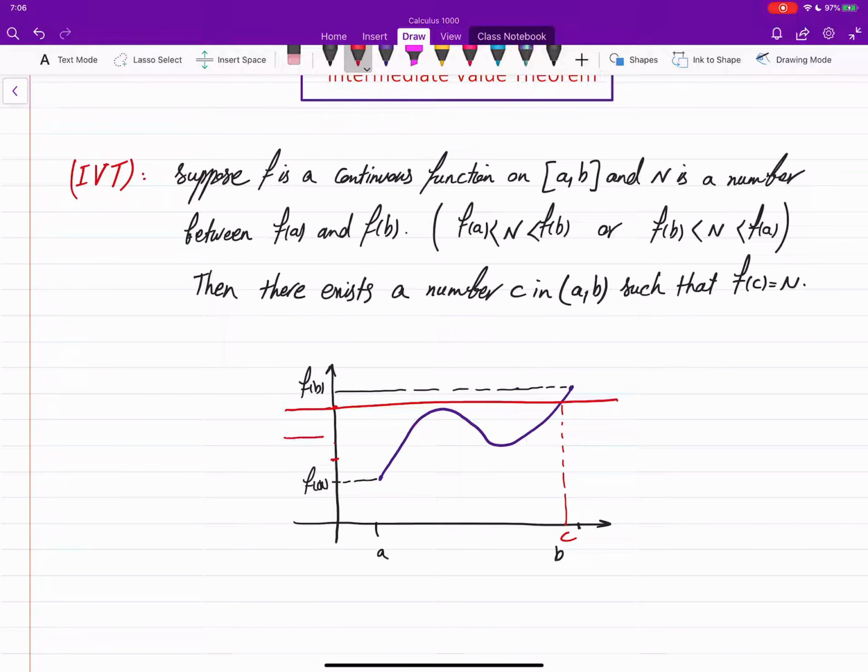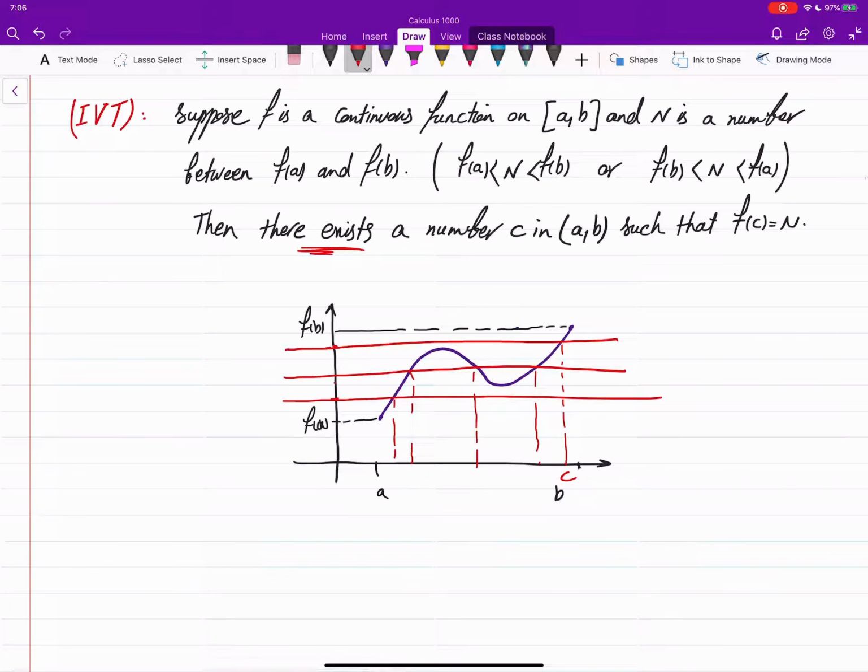Well, it may intersect more than once, but what is guaranteed is just at least one. So here you can see there are more than one c's. The theorem just guarantees one of them. This one also, c here.